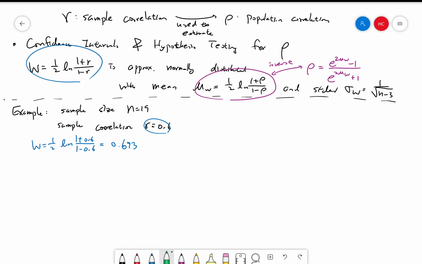And we can also calculate the standard deviation of W. So sigma W is 1 over the square root of n minus 3, which is 19 minus 3. This is 1 over the square root of 16, which is 1 over 4, so that's 0.25. So using these two facts and the fact that W is normally distributed, we can calculate a 95% confidence interval for mu W.